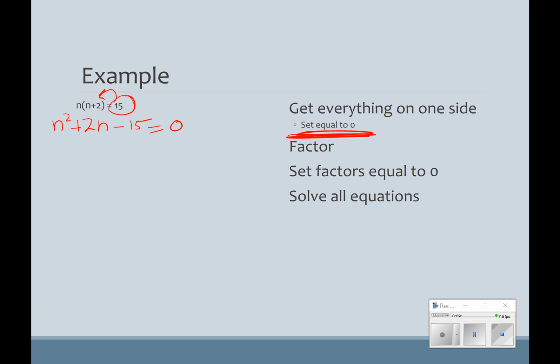And then I need factors of negative 15 that add to positive 2. So that is going to be n plus 5 and n minus 3 equal to 0. Remember, 5 times negative 3 is negative 15. If I add 5 and negative 3, I get positive 2. So setting each of those equal to 0.